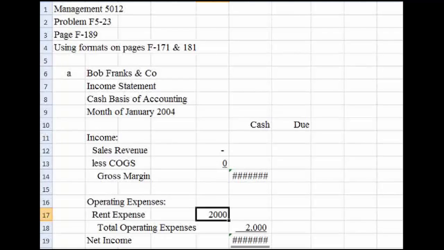The second transaction is purchased $25,000 of material inventory on January 5th. The amount due is payable on February 5th. Since this is not actually going out in cash until February, this does not belong on the cash basis income statement. To keep track of what we're doing, this $25,000 will go on the same line as the costs of goods sold, only instead of putting it into the statement, it goes into the due column.